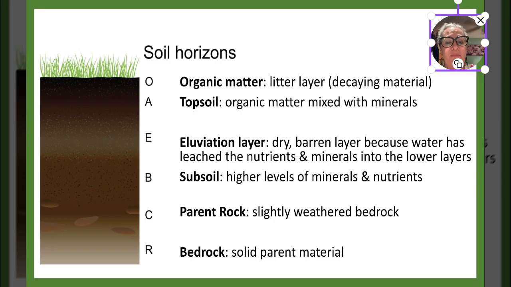And then below that, we have the parent rock. This will be slightly weathered bedrock. And then below that, we have bedrock. And the bedrock is the solid parent material. So this is like the original. That's the OG rock, okay? That hasn't gone through weathering. But everything that has weathered and moved and then things have grown, it's been stacking on top of this bedrock.